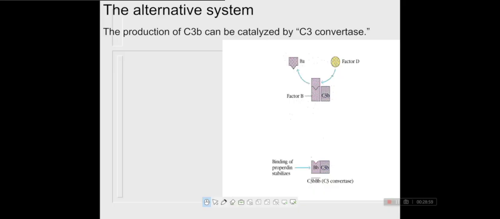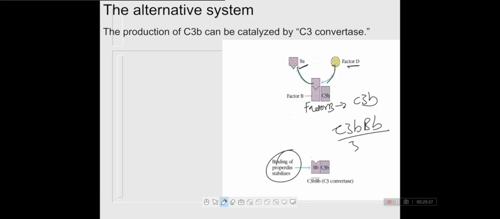The production of C3b can be catalyzed by C3 convertase. This involves factor B and factor D. When they combine, they bind to factor B. This factor binds with C3b, right? This binding of properdin stabilizes C3b and Bb, C3bBb. This is the C3 convertase.